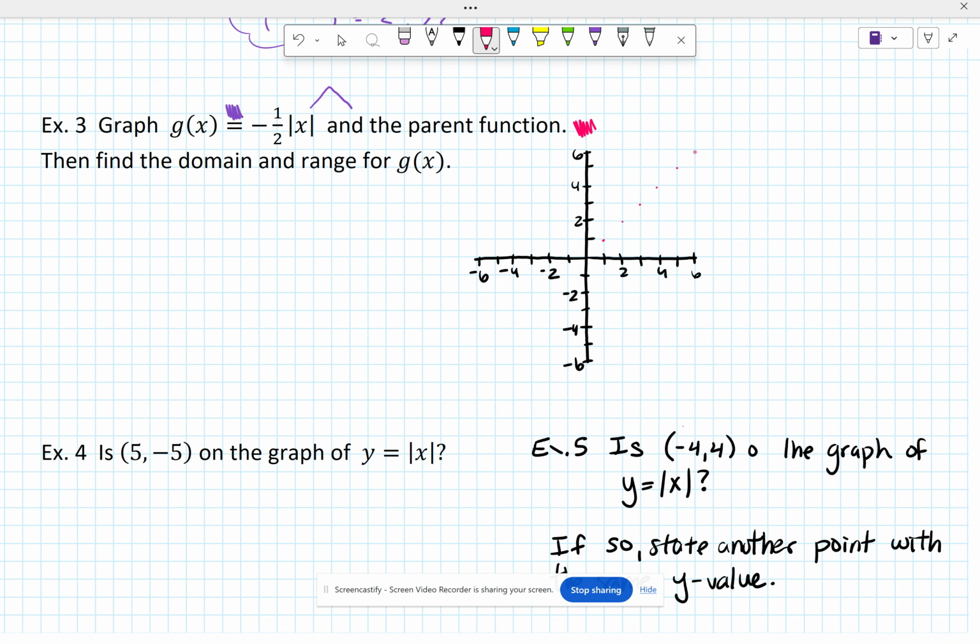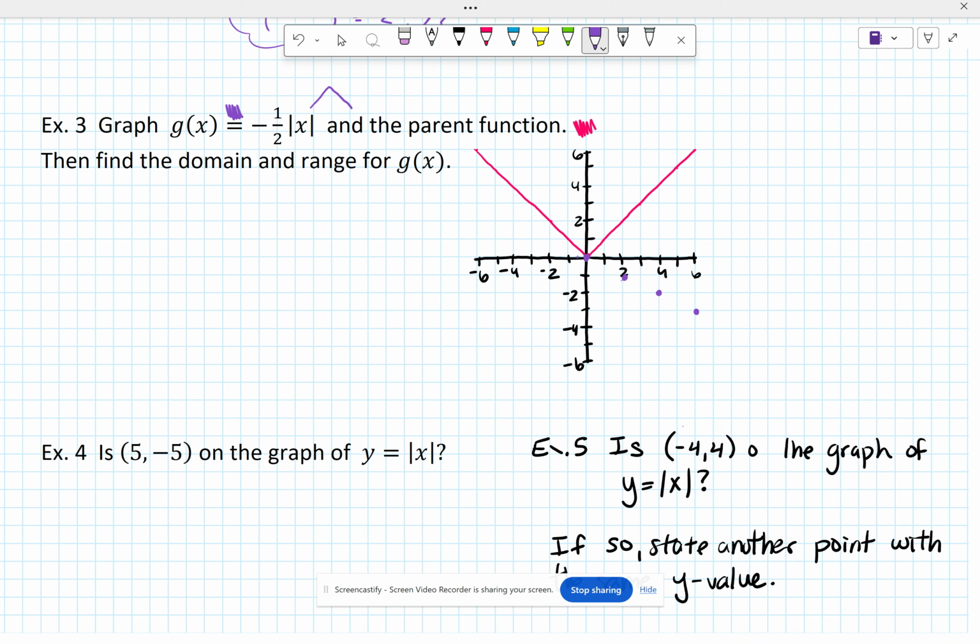It's got a vertex at 0, 0, and then the sides have a rate of change of -1 and 1. They meet in a point. And then for the g of x function that's provided this time, the negative is going to cause it to open down, so it's going to be a reflection across the x-axis. And then I have a slope of 1/2 instead. So I'm going to rise -1 and run 2. Rise -1, run 2. Rise -1.